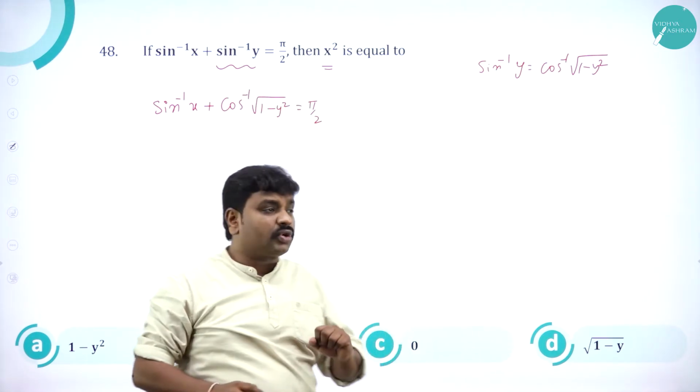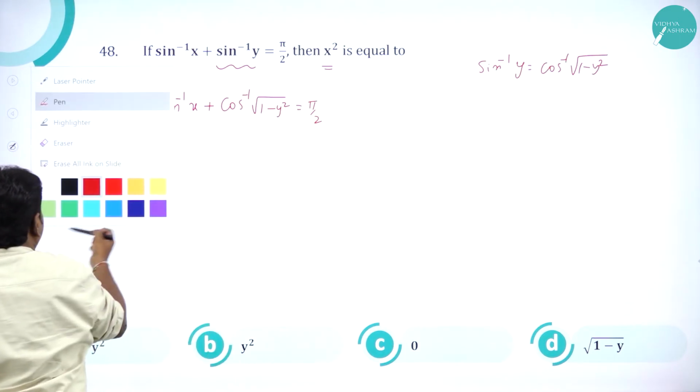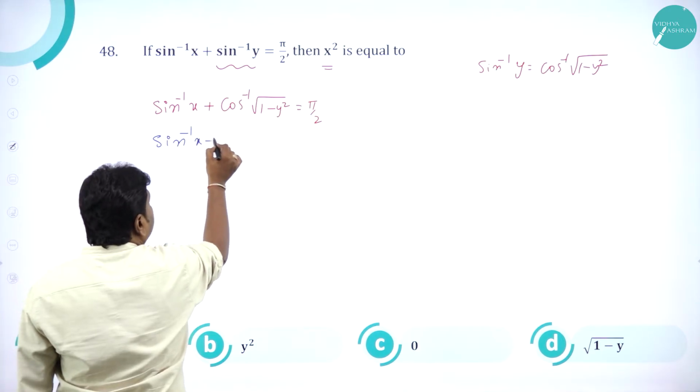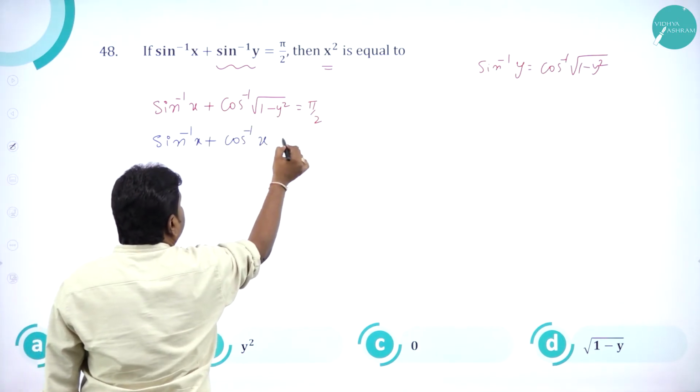Now, if you observe, we have a co-ratio relation. What is the relation we know? We know that sin inverse x plus cos inverse x is pi by 2.